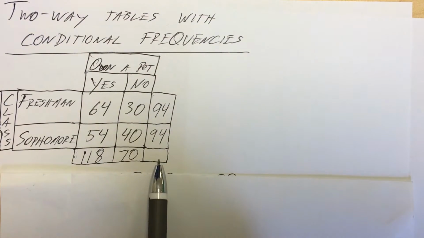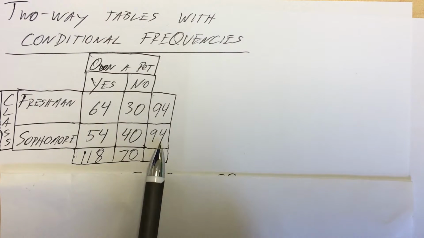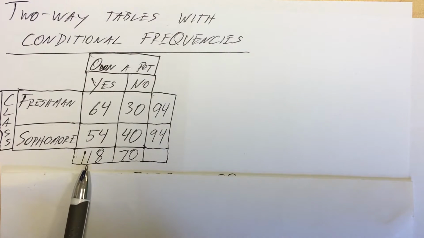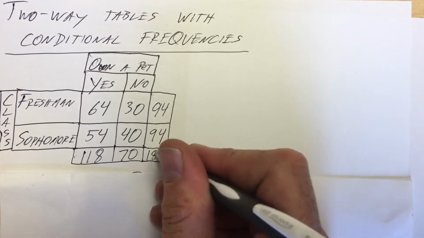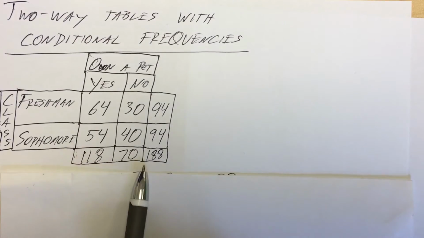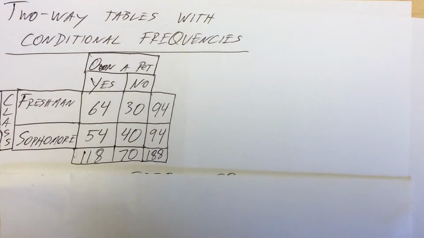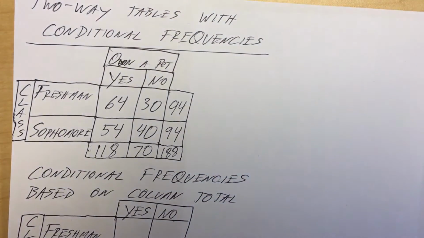For the bottom right corner, which is the total number of people in the survey, we can either add together the total number of freshmen and sophomores, or add together the total number of yeses and nos. Both those should be the same, and that value is 188. Once we have the totals, or the marginal frequencies, we can then find the conditional frequencies.